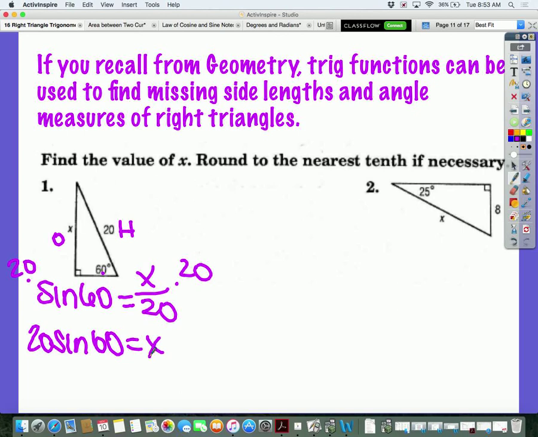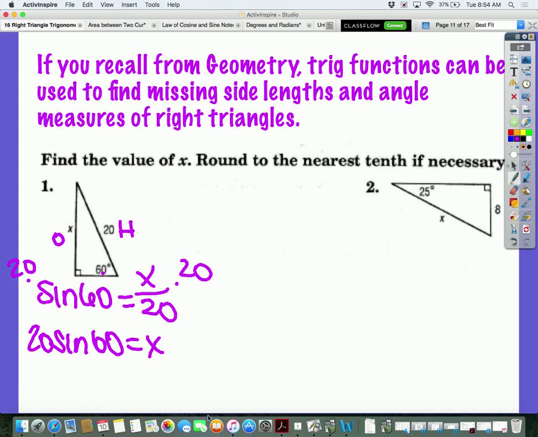Okay, now we're rounding to the nearest tenth. 17.3. Okay, now one thing you gotta be careful of, okay? I'm dealing with degrees here. So I need to make sure that my calculator is in degree mode. So everybody go to their mode real fast. If it's radian, you'll get a completely different answer. So make sure that you are in degree mode.